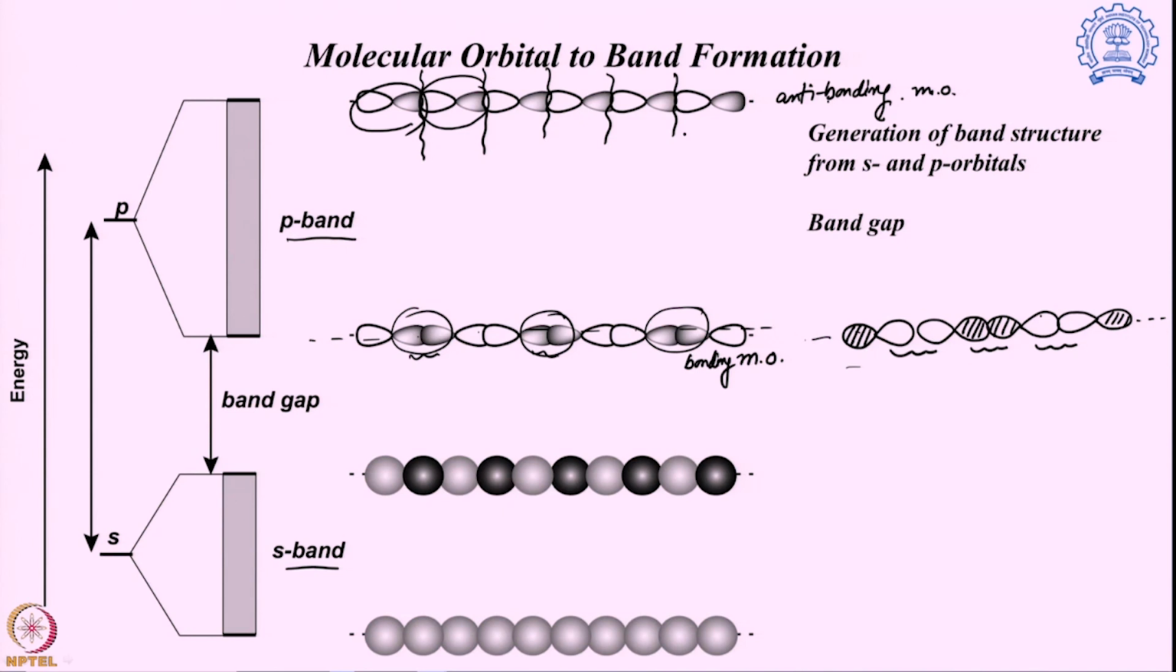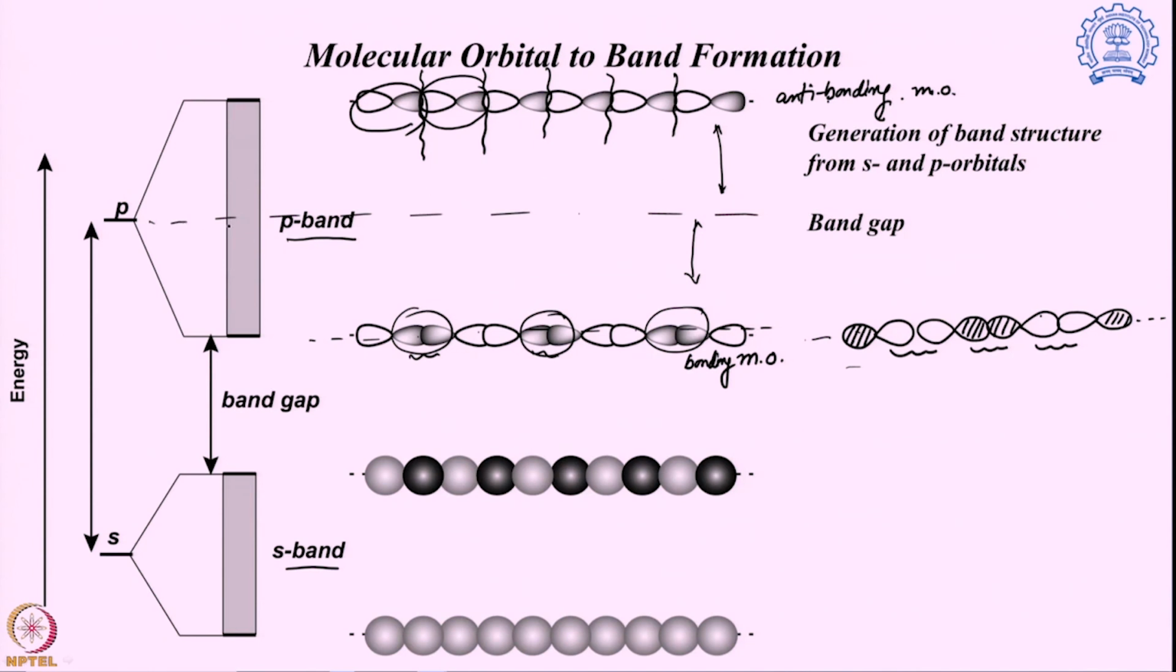When there are more bonding interactions, the energy will be lower than the p orbital I start with, and when there will be less number of bonding interactions, and when there will be more anti-bonding interaction than bonding, we will see a huge number of anti-bonding orbitals which will have higher energy compared to the starting p orbital.